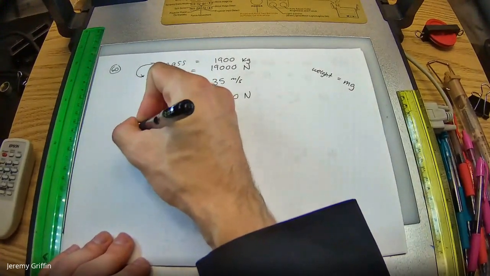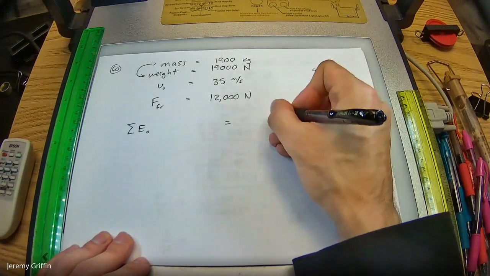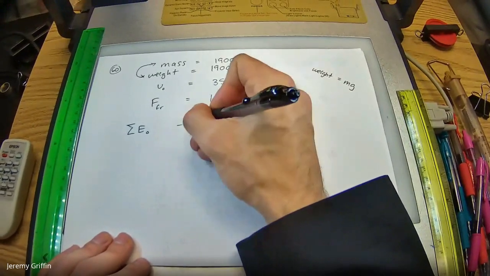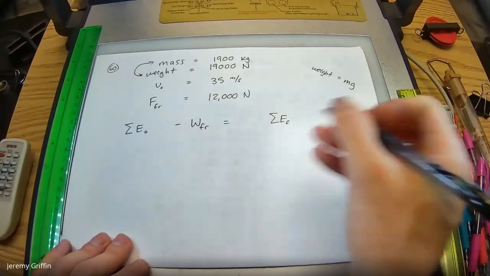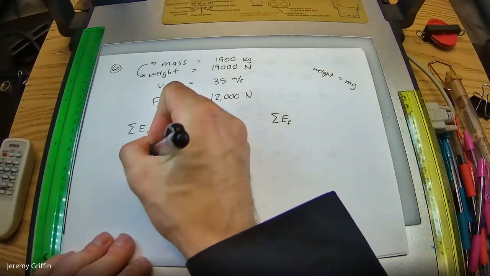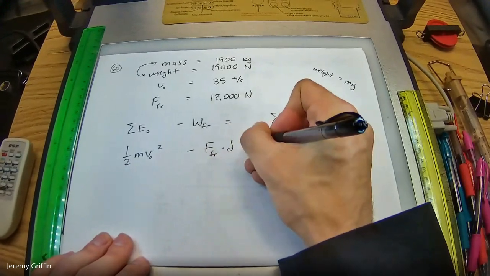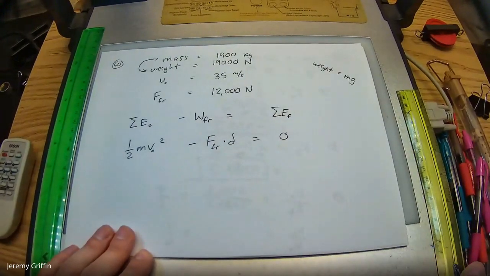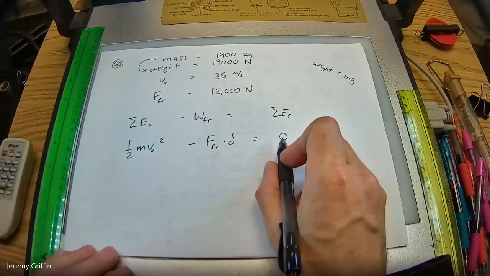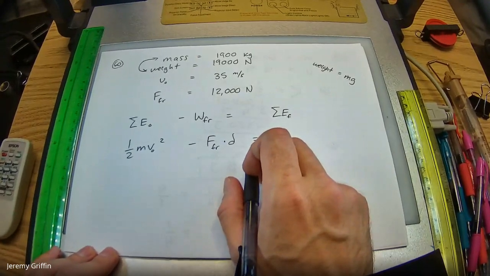So let me set up the conservation of energy. Sum of energy initial equals sum of energy final. That's true for a closed system. If it's an open system, I'll say minus the work done by friction, so it can come to a complete stop. And so we start off with some 1/2 mv squared minus friction force times distance goes to 0 joules of energy at the end. So it comes to a complete stop, no kinetic energy, no hills, no potential energy, no springs. Then what's the question?